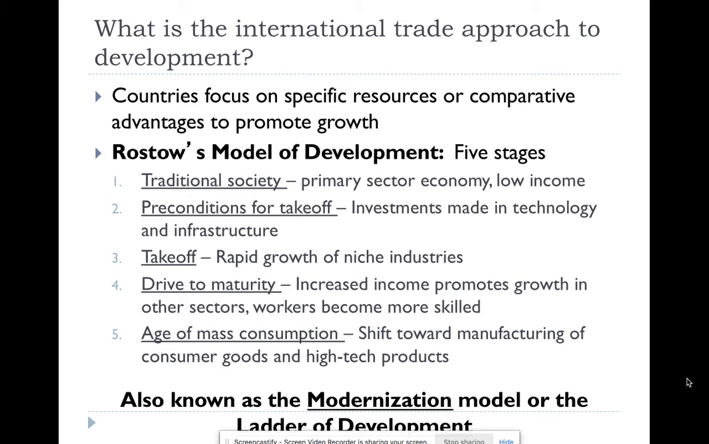And then we get to 5, where the more developed countries tend to locate themselves on this stage here. We look at the age of mass consumption. So you're shifting now toward all of manufacturing of consumer goods and high-tech products. All right. This is also known as the modernization model. It's sometimes called the ladder of development. But the idea is this is Rostow's model of development in general. So you need to know Rostow. You need to know about the 5 stages here.